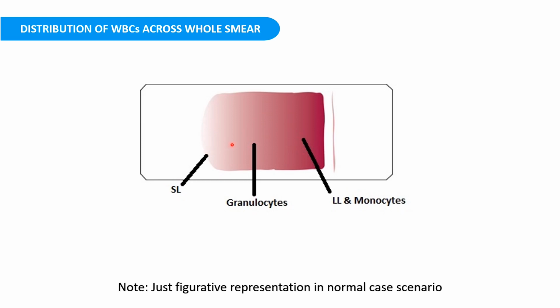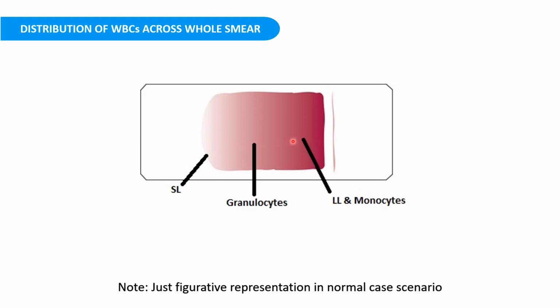But this is not present in every case scenario. Remember this, it is just a representation in some of the case scenarios. Why is this happening? It is logical because large lymphocytes and monocytes are heavy, so they will settle first. Then granulocytes are less heavy than large lymphocytes and monocytes, so they will settle in the body, and small lymphocytes are the smallest, so they are very light, so they will be carried forward to the end of the smear. So that is why they are present in the tail.